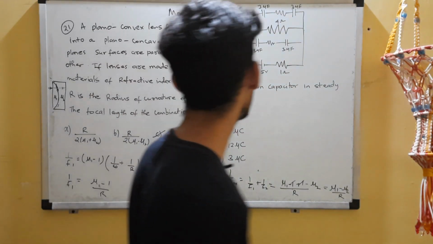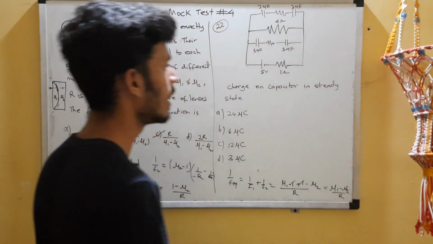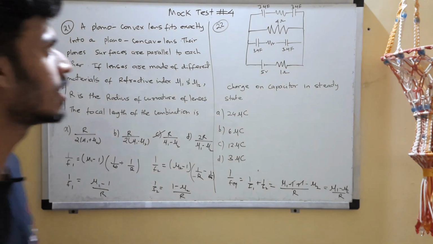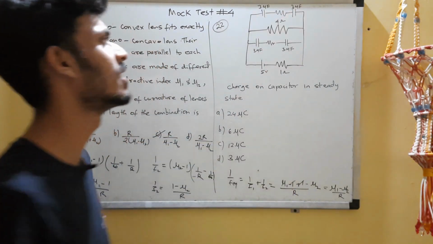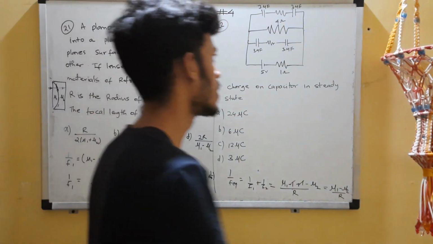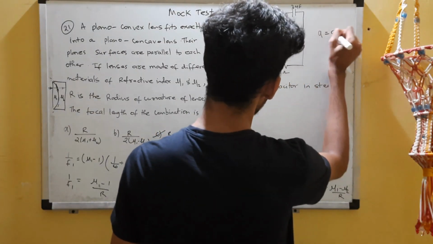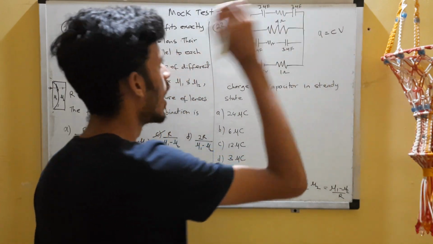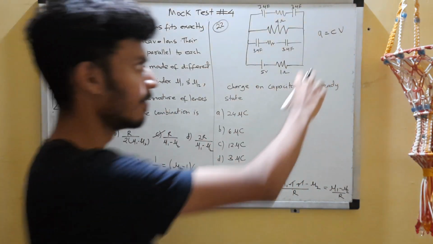Let's move to question 22 now. We are supposed to tell the charge on the capacitor in steady state. Each of the capacitors has the same capacity, so the charge will be the same. Charge is given as C into V, right? So our first objective should be to find V.